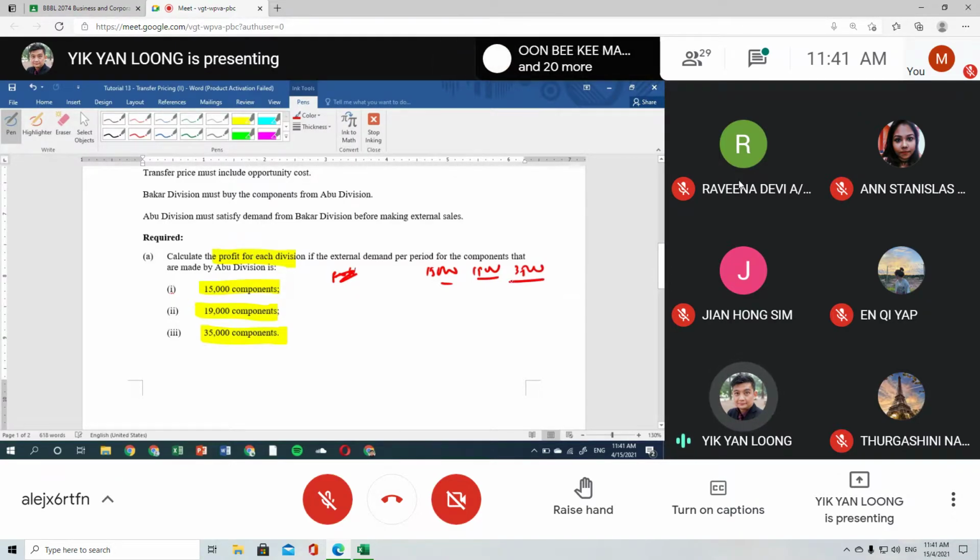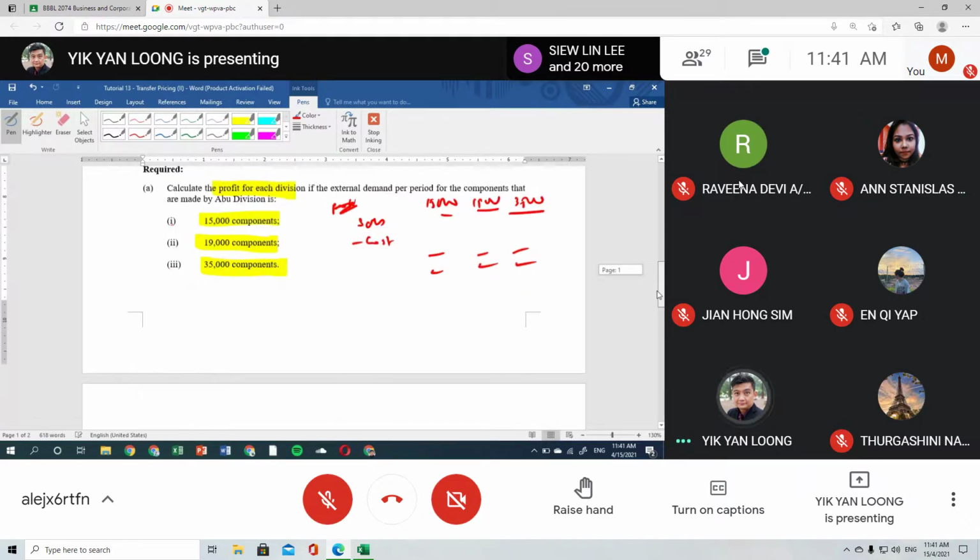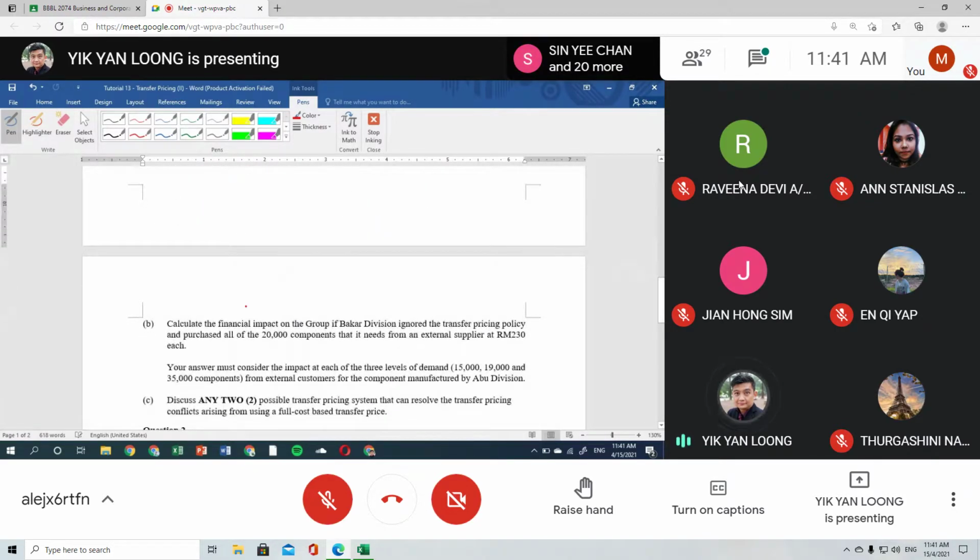So in order for me to calculate the profit, it will be sales less all the costs, isn't it, to get the profit. And first of all, right? Okay. Now, part B, calculate the financial impact on the group.